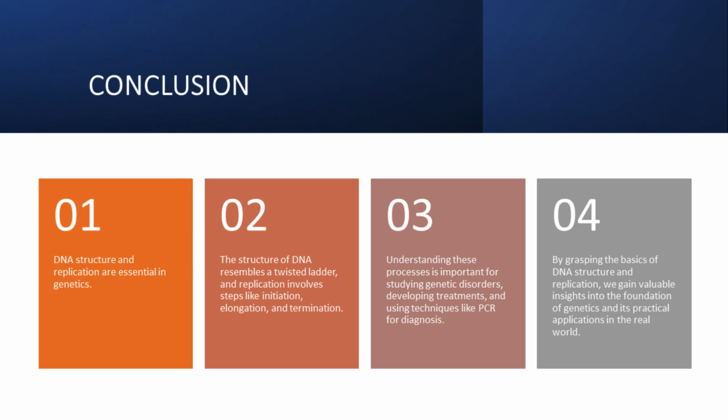Conclusion. To sum up, DNA structure and replication are vital in genetics and biology. We have explored the twisted ladder shape, how the strands run in opposite directions, and the three replication steps. By understanding these basics, we gain insights into the incredible world of DNA.